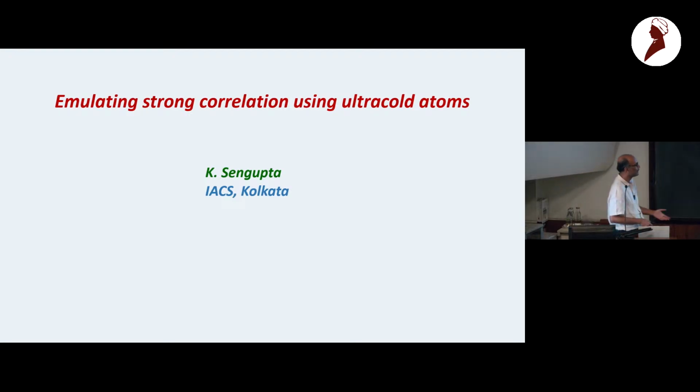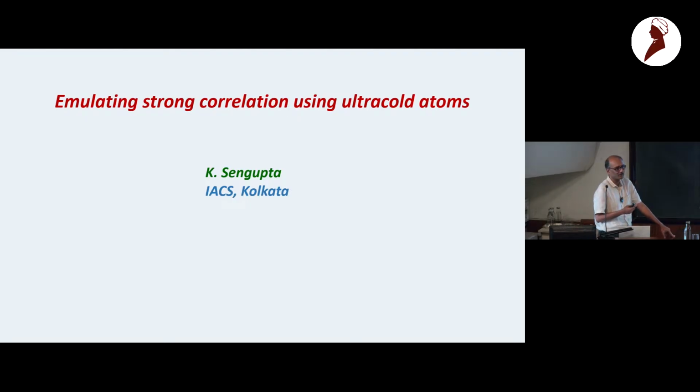So today, what I intend to do is to provide a sort of a story for how this field of emulating strong correlation using ultracold atom platform has evolved. And of course, I'm going to pick and choose topics. This is not going to be a comprehensive story, but I hope that it will give you some perspective of how things were in the early 2000s when it started and how it has evolved since then.